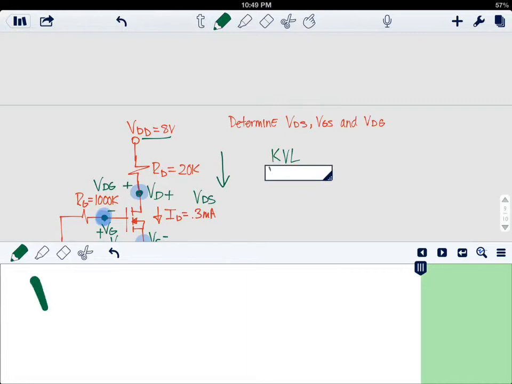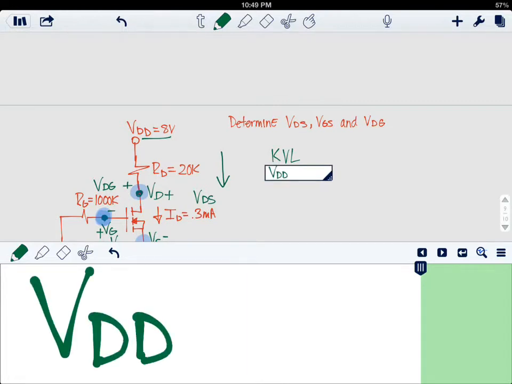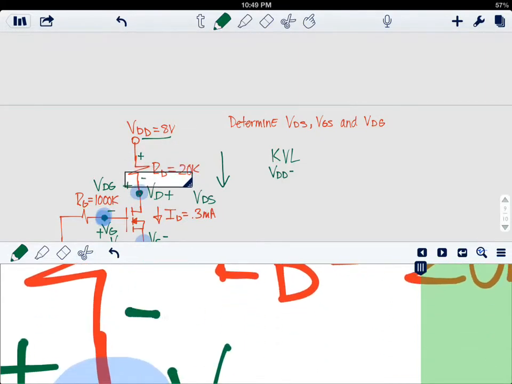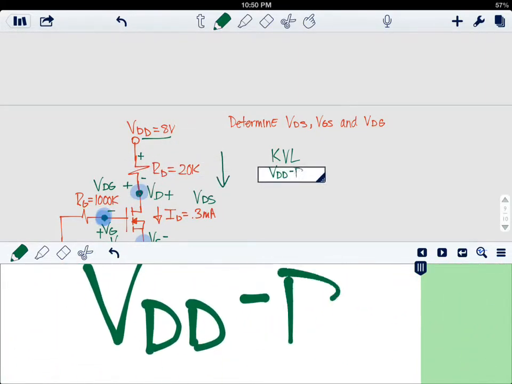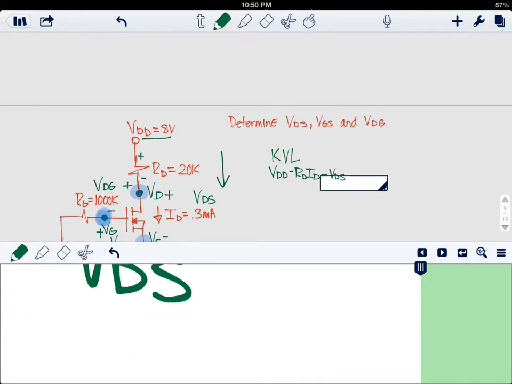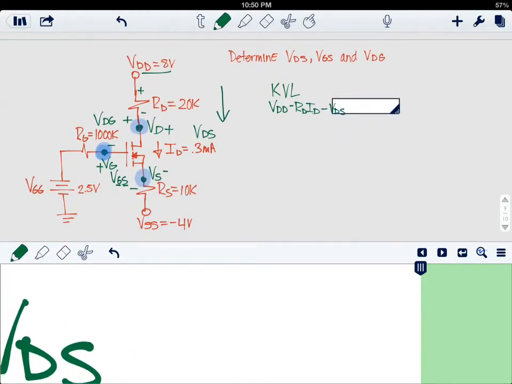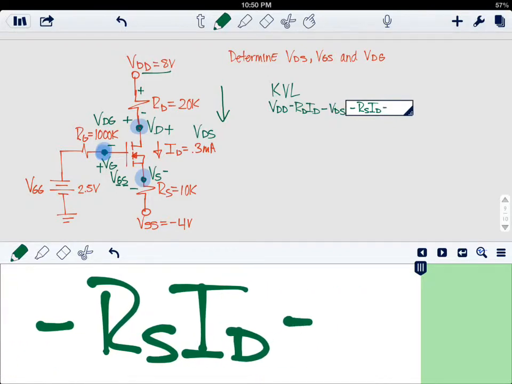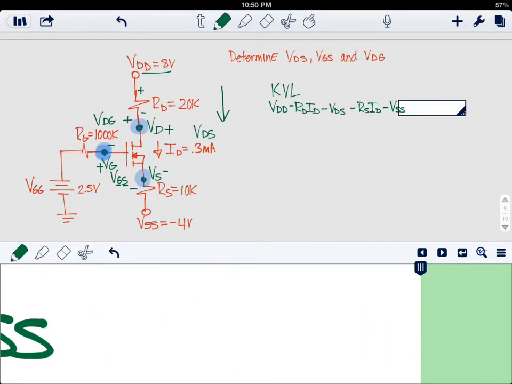And it says that the VDD voltage minus the voltage drop, because we know the current is flowing downwards, in RD, minus the voltage drop VDS, minus the voltage drop in the source current, minus VSS, the voltage source SS, equals 0.